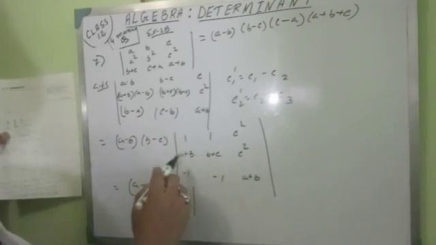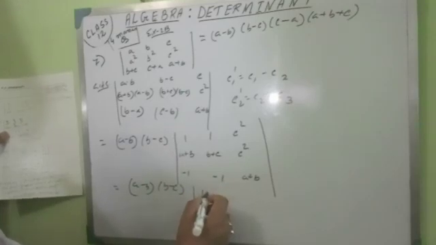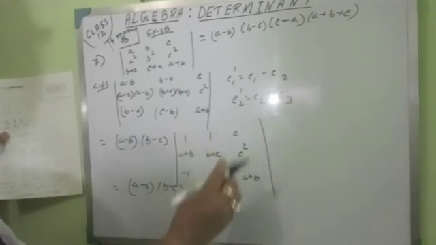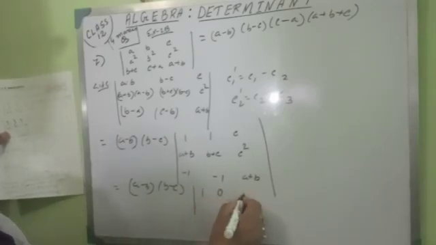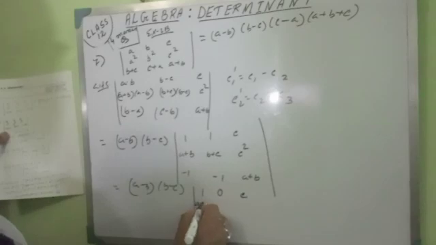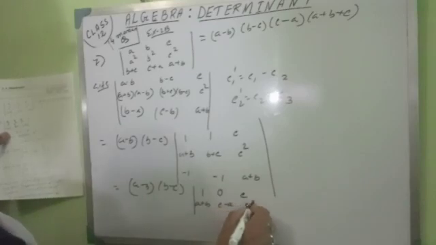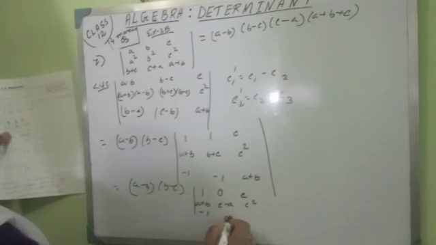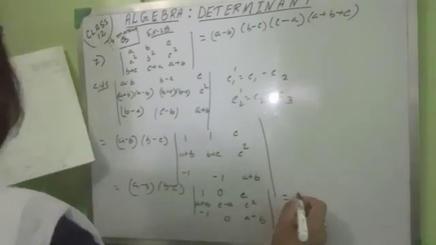Now A minus B, B minus C will be outside, and the determinant: 1, B plus C, again 1; 0, then C, A plus B, C minus A; and C square, minus 1, 0, A plus B. Okay, just expand this, then we will get this.